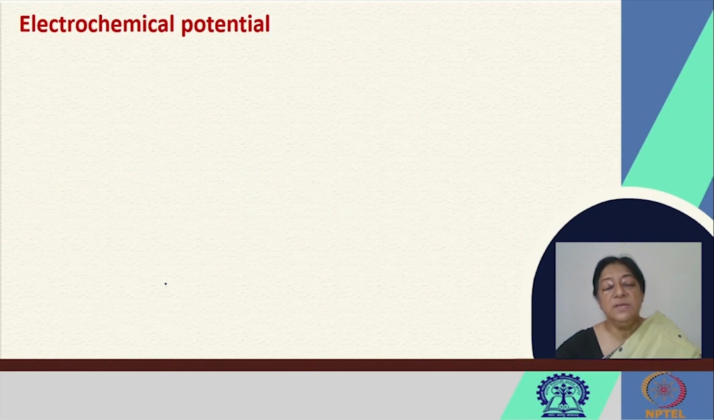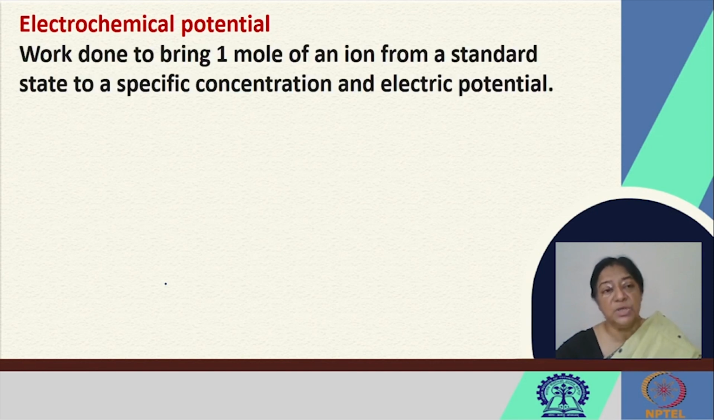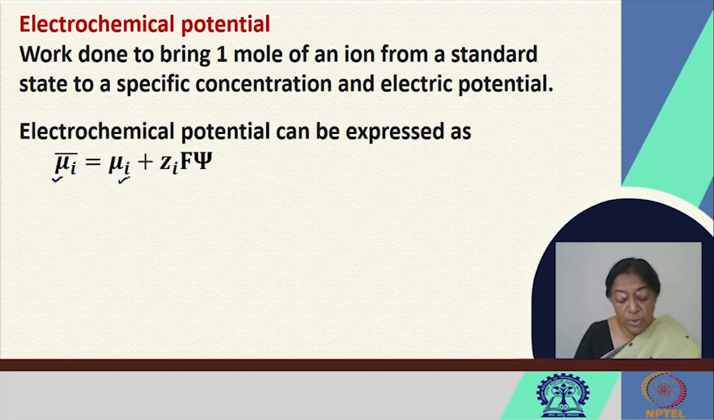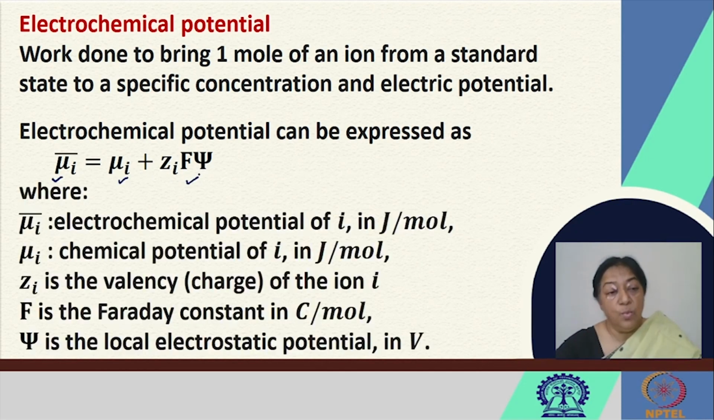If we consider a similar argument for the electrochemical potential like we looked at for the chemical potential, then we have the work done to bring 1 mole of an ion from a standard state to a specific concentration and electrical potential. So in this case, we have an electrical potential that will be defined as mu I prime, equal to mu I plus Zi F psi, where we have the electrochemical potential of I, the chemical potential of I, and the valence, the charge of the ion that is being transported, F, the Faraday constant, and psi, the local electrostatic potential.